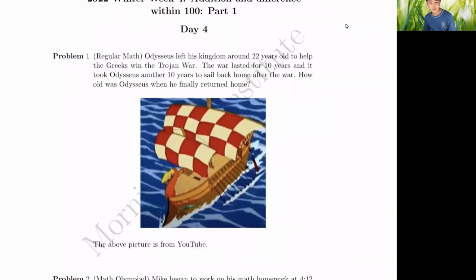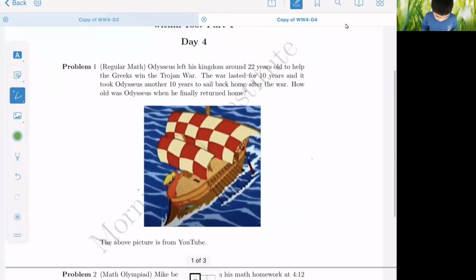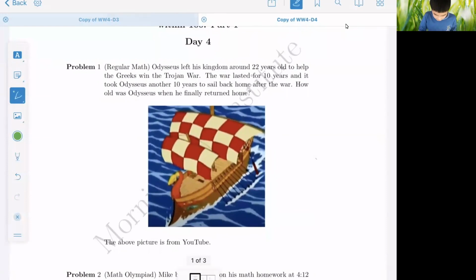Day 4. For problem number 1, Odysseus left his kingdom around 22 years old to help the Greeks win the Trojan War. The war lasted for 10 years, and it took Odysseus another 10 years to sail back home after the war. How old was Odysseus when he finally returned home? So right now we could first calculate how old Odysseus was when the war ended. So he was 22 years old when he left the kingdom, and the war lasted for 10 more years. So 22 plus 10.